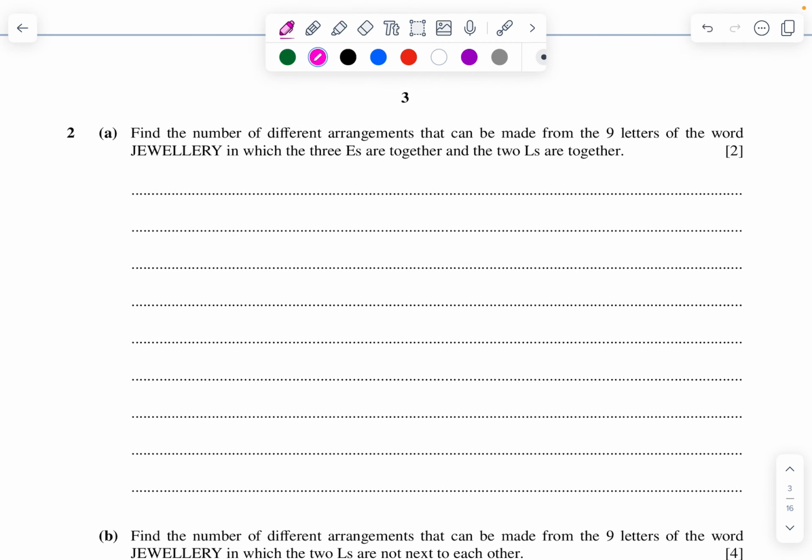Question number 2. Find the number of different arrangements that can be made from the 9-letter word JEWELLERY in which all the E's are together. All the E's are together. So let us write J-E-W-E-L-L-E-R-Y.